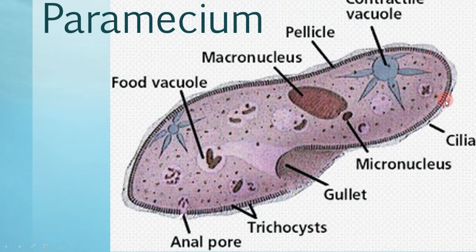There it is right here, this pellicle. We call it the pellicle coming around, almost like it's got a stiffness to it, and it makes this groove coming in. And that groove is called a gullet, and a gullet would be maybe another word for mouth. There's cilia on the outside right here, beating food right into the groove, into the gullet, where there's a food vacuole. So it's kind of like a mouth, really.